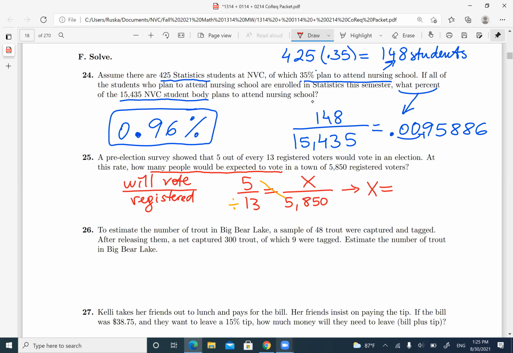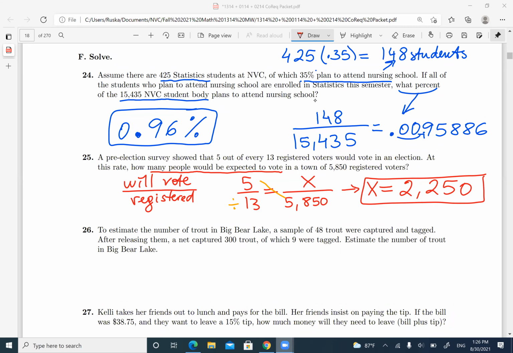So when I multiply 5 times 5,850 and then divide by 13, it's going to be 2,250 people, right? Yes, ma'am. Okay, everybody understand that? Yes, Dion, that's correct.